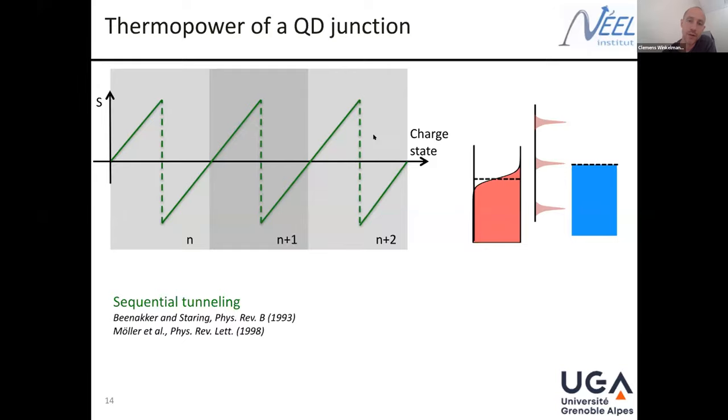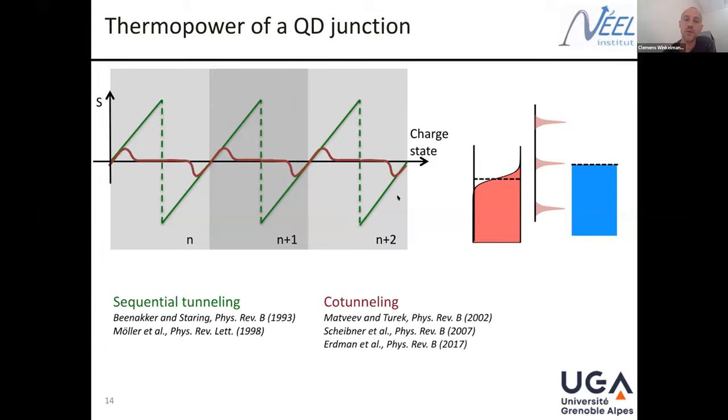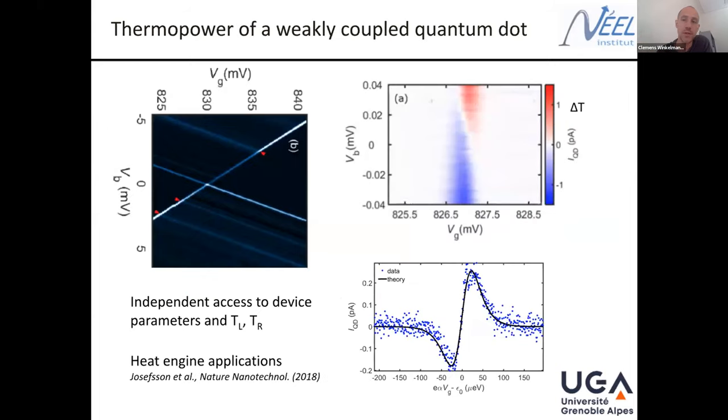However, in this region here, the thermal power is very poorly defined because there are very, very few electrons tunneling anyway. Very quickly, as soon as you move away from the degeneracy point between two charge states, there are co-tunneling effects that are sort of shorting this sequential tunneling physics. And then what you get is this wiggly shape of the thermal power around each degeneracy point. But of course, what is important to keep in mind is that we have basically the same pattern every time we add a new charge to the system. And this is something we see in experiments.